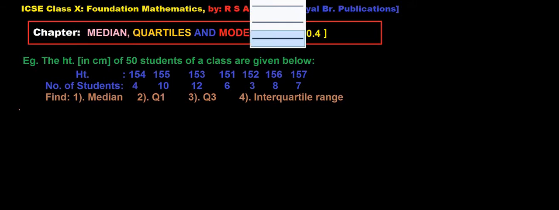Let us see the example here. The example is related to the 50 students' height, and that distribution is given as follows: height 154, 155, 153, 151, 152, 156 and 157, and the number of students respective to this group is 4, 10, 12, 6, 3, 8 and 7. So here median we have to find out, Q1, lower quartile, upper quartile and interquartile range we have to find out. So let us do the sum.